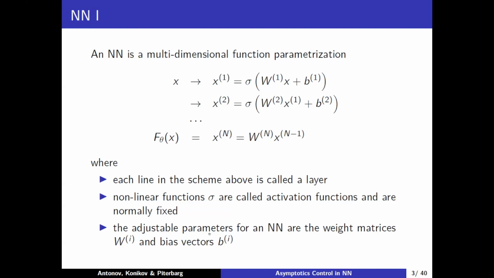And the adjustable parameters of a neural network are weight matrices and bias vectors, which are here. Some of them can be fixed, some of them can be relaxed. But again, in general, both of them, W and B, are adjustable. So we move them in order to fit the function.